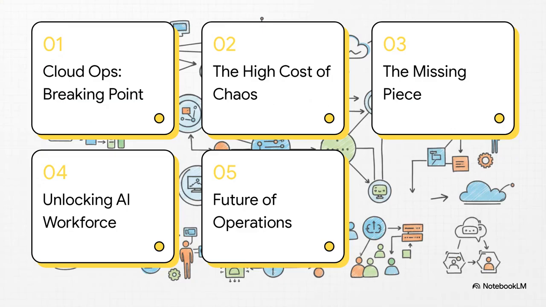We're going to tackle this in 5 parts. We'll kick things off with why cloud operations feel so broken right now. And then we'll actually quantify the real cost of all that chaos. After that, we'll reveal the missing piece, context, and show why it's the key to unleashing a truly powerful AI workforce, before we wrap up with a look at what the future of operations could be.